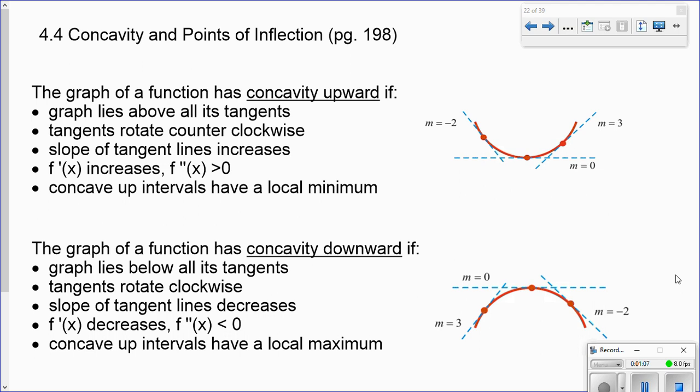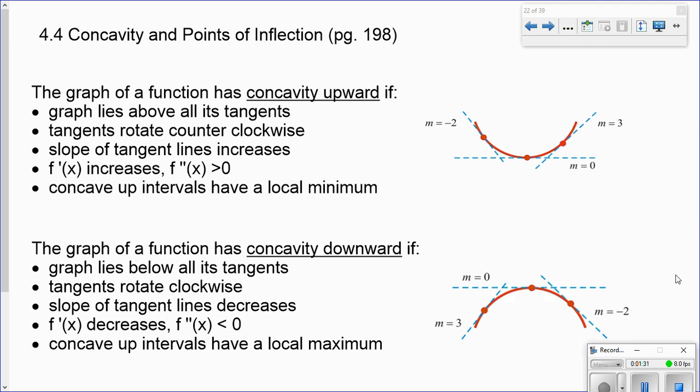So to the left, it'd be at -2, for example, and it goes through 0, and then it goes to a positive. Notice that the derivative of the function increases, and the second derivative is greater than 0, and concave up intervals have a local minimum. Okay, and basically for concavity down, all of the reverse characteristics are true here.